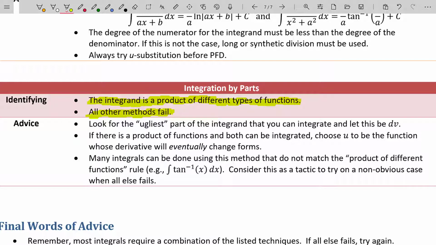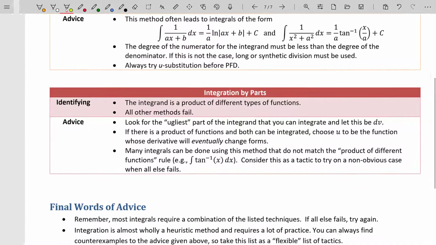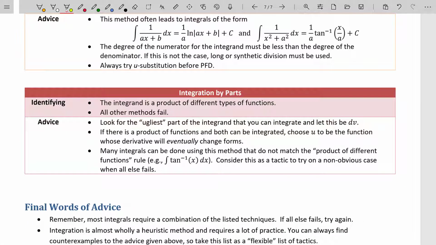Generally, you're led down this road very quickly, so don't think that you're going to work for 10 minutes before you decide to start working on by parts. Generally speaking, if you have to use by parts, it's going to be pretty obvious. You'll just run right down the list, and u sub won't work, and radical subs won't work, and partial fraction decomposition won't work, trig subs won't work, none of that works, and so all of a sudden your only choice is integration by parts.